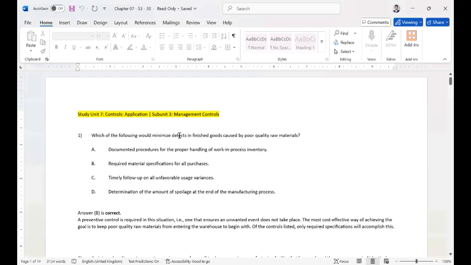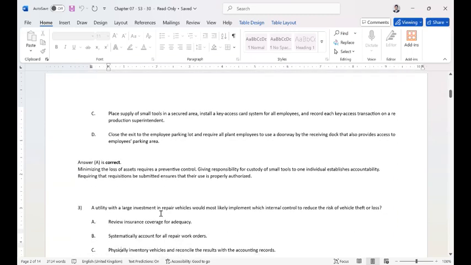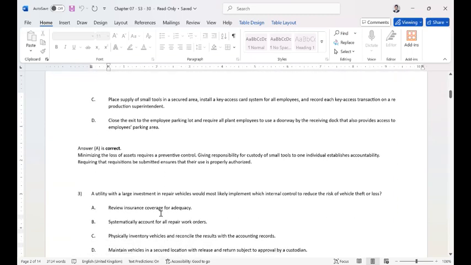Which of the following would minimize defects in finished goods caused by poor quality raw materials? Minimize defects. Required material specifications. You have properly defined material specifications and share that with the suppliers, they will supply according to the specification. It's a good preventive control, right? Question number 3.